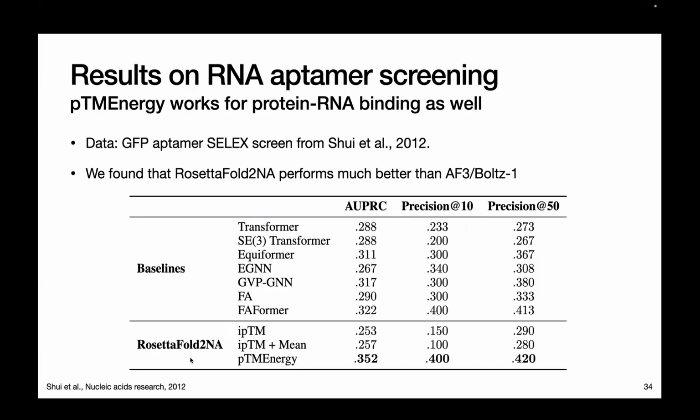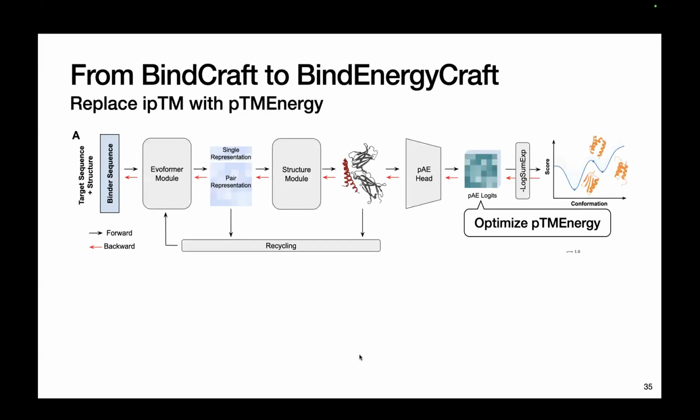You can see that on top of RoseTTAFold NA, if we plug in this PTM energy idea, we can get a 10% improvement in terms of AUPRC and also the precision at 10 at 50. Right, so this shows that this PTM energy is actually a good binding indicator compared to IPTM and others.